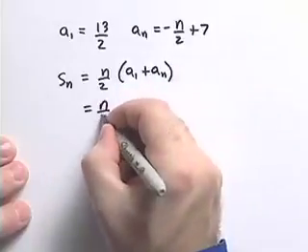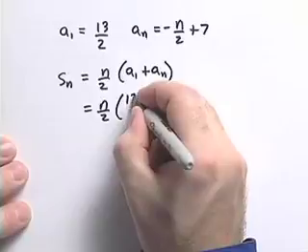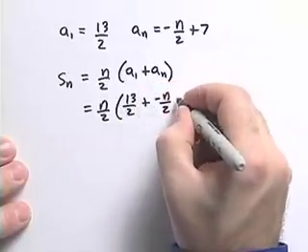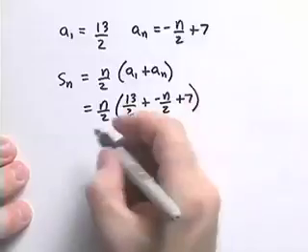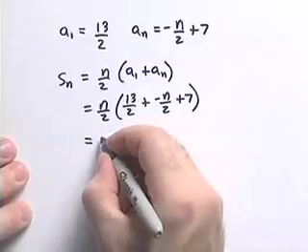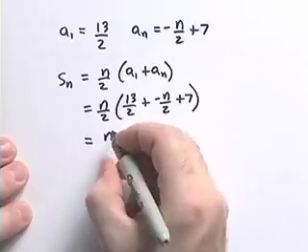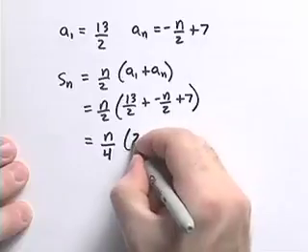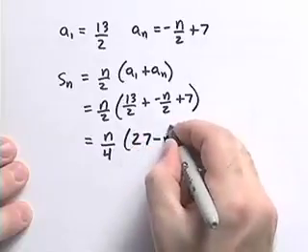So this will give us n over 2 times 13 halves plus negative n over 2 plus 7. And if we clean this up, we see that the sum of the first n terms is equal to n divided by 4 times 27 minus n.